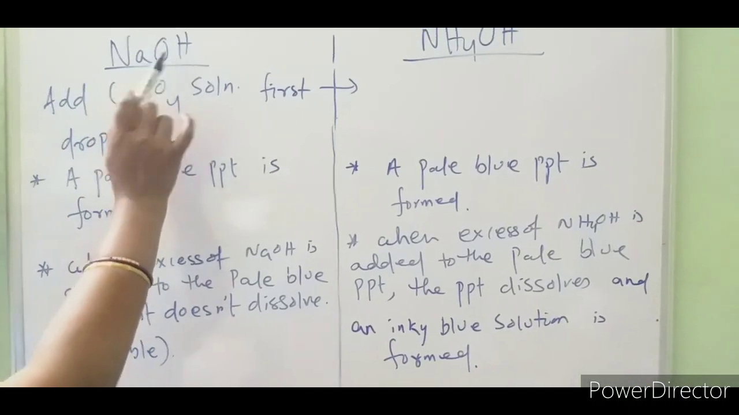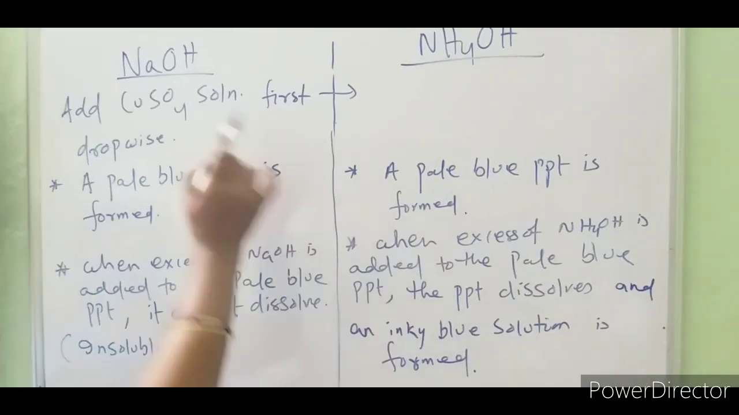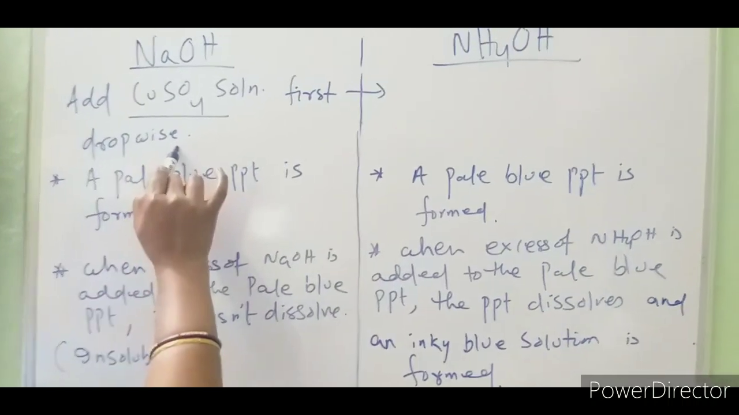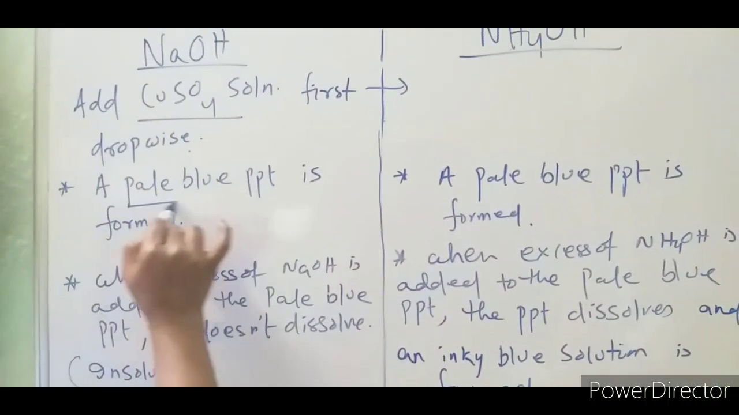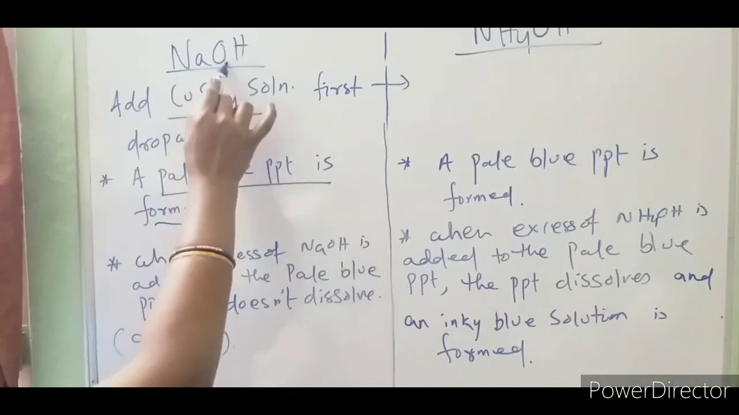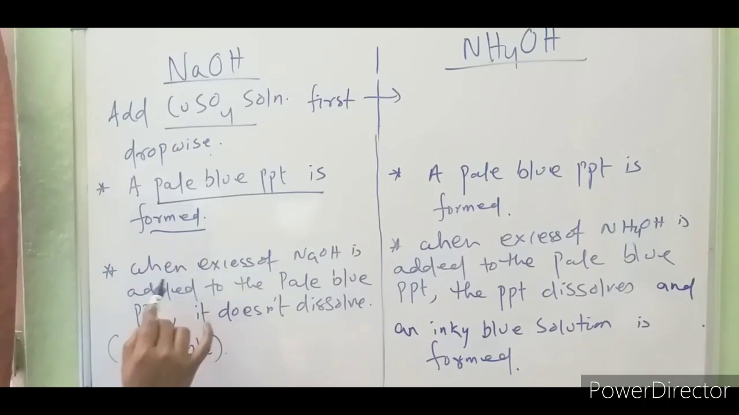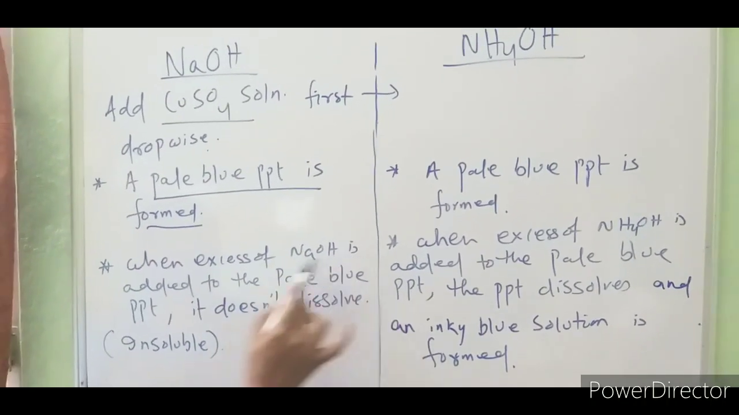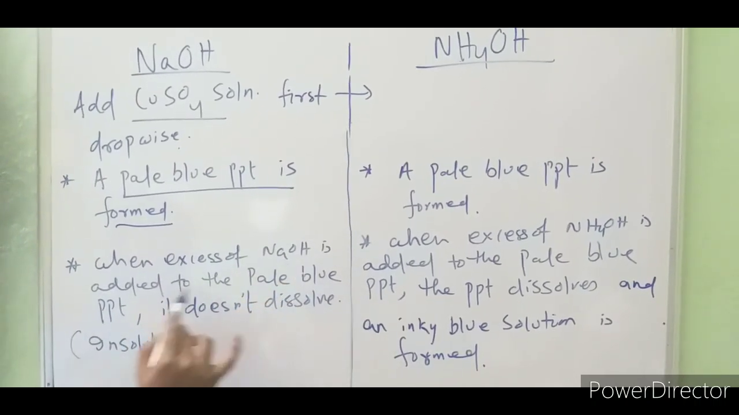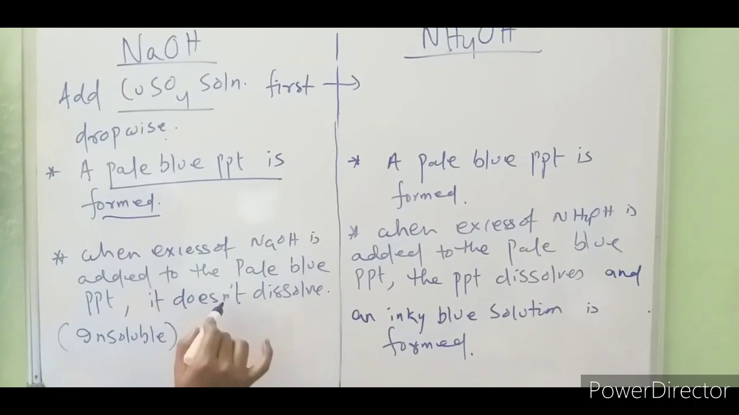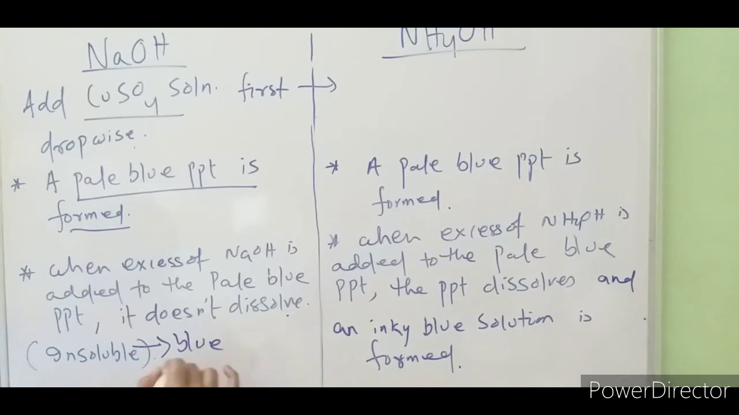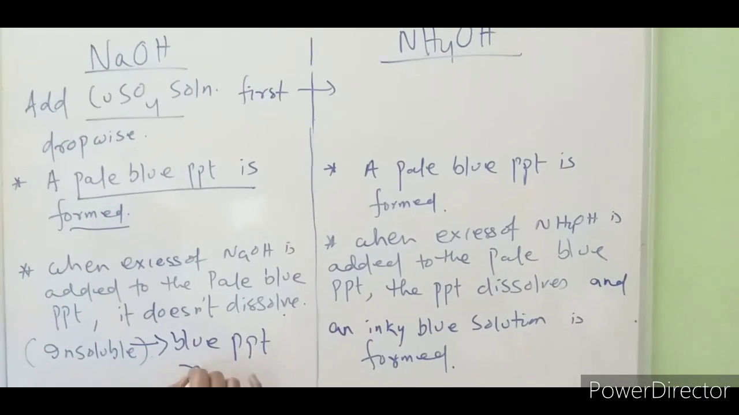So next is sodium hydroxide and ammonium hydroxide. Here let us add copper sulfate solution. First dropwise to it, we will see a pale blue precipitate will be formed. Okay, but when excess of NaOH is added to this pale blue precipitate, here we are putting dropwise, no? Now we will go for excess of NaOH added to the pale blue precipitate. It does not dissolve, it remains insoluble. Otherwise we can write that the blue precipitate remains.